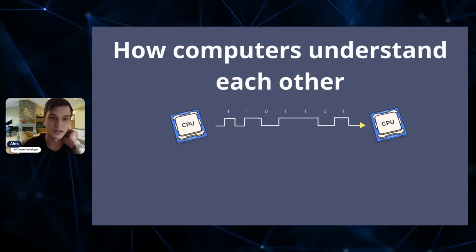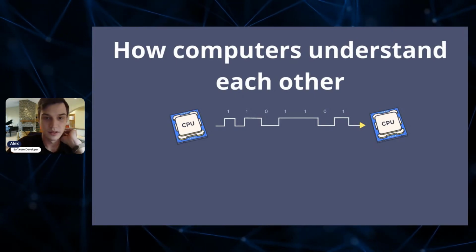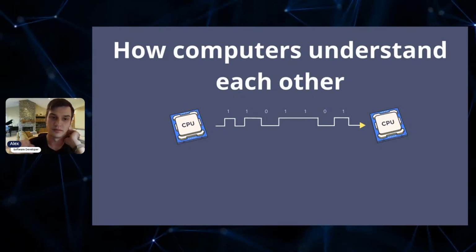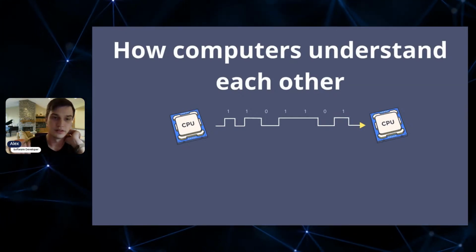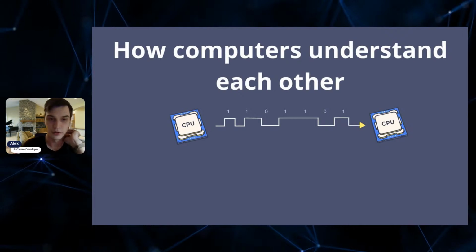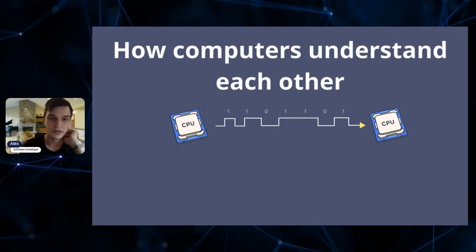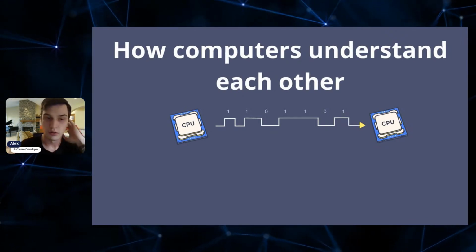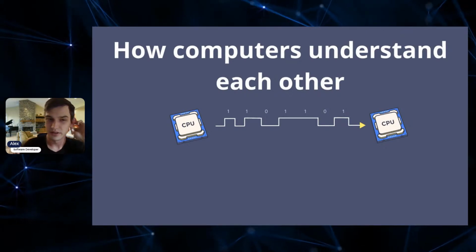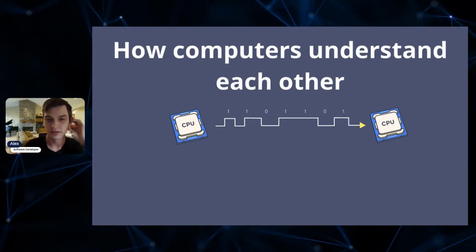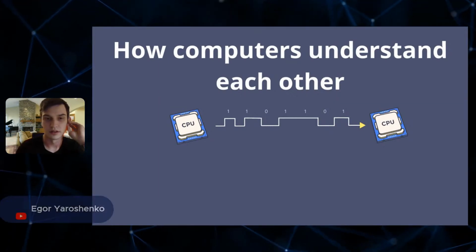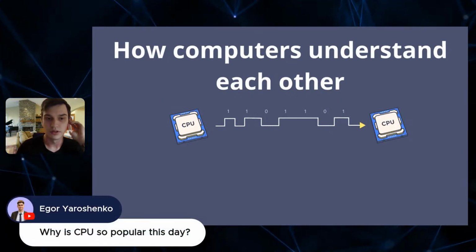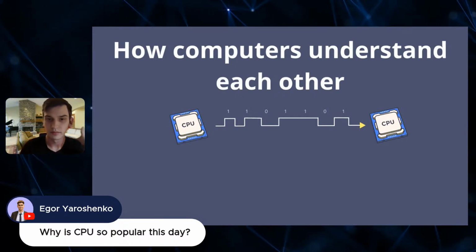And let's draw it as a timeline. Here we can see the upper state, where there is a voltage, and the down state, where there is no voltage. So yeah, you can see this image, but how can the second CPU, the receiver, understand that it now needs to read data?